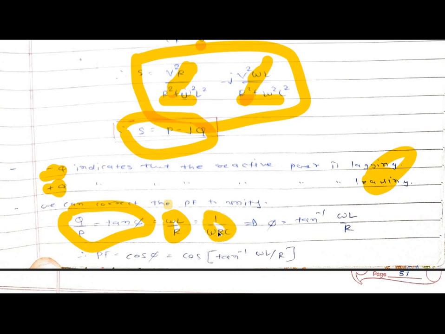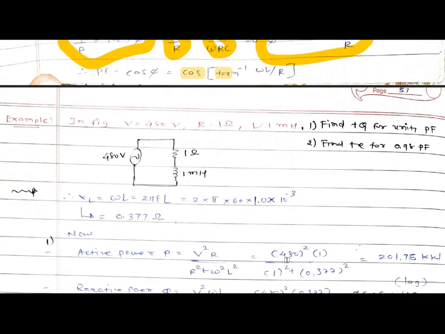Now this is 1 upon omega RC in terms of the capacitive resistive circuit, and this is the inductive resistive circuit. So we can say that phi is given by tan inverse of omega L divided by R. Now power factor is given by cos phi, and putting the value of phi, our equation for power factor is cos of tan inverse omega L by R. So this is the power factor correction equation. I hope you understood this one.